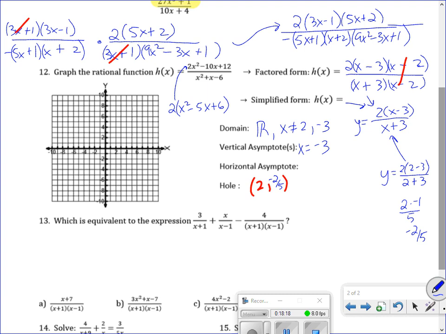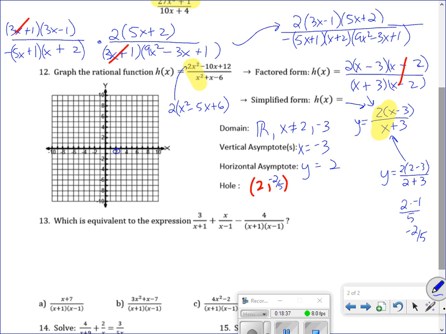And so if I want to put that on my graph, 2 and negative 2/5, it'd be like right in here somewhere. There's going to be a hole. All right, horizontal asymptote. You can look anywhere. You can look at the thing that we reduced, so you can look right here, or you can just look back at the beginning. 2x squared and x squared, that means they match. So I'm going to say y equals 2.